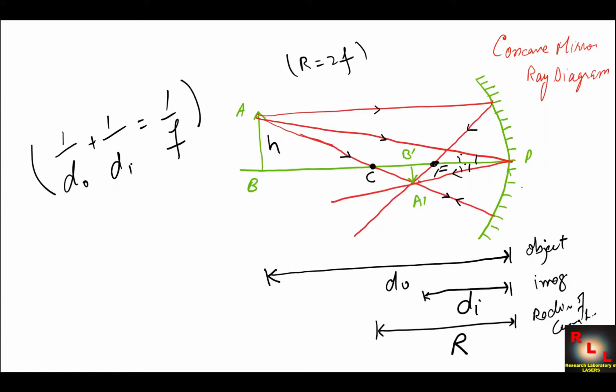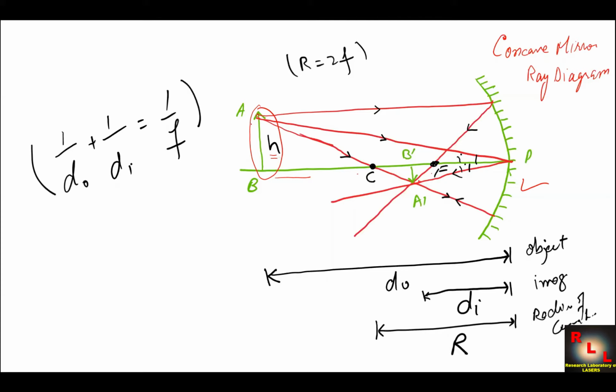So here you can see this is a concave mirror. Outer side is polished, inner side is reflecting, and this is the parallel axis, C the center of curvature, and the focal length. And AB is the object, and H is the height of the object.